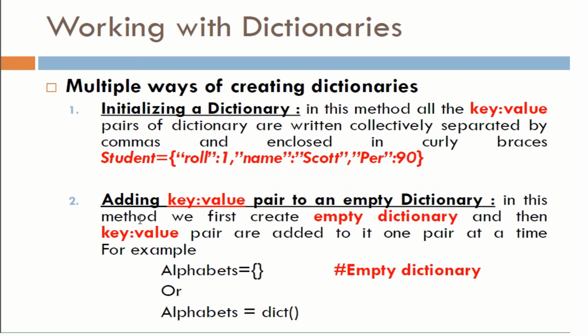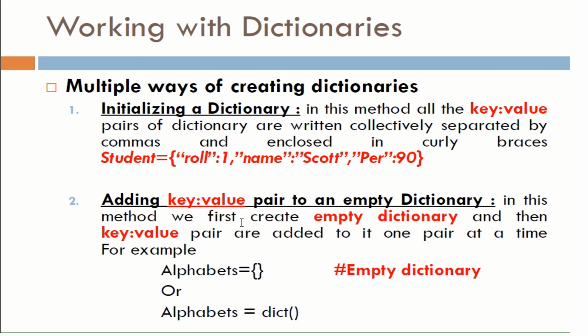Okay. Next, working with dictionaries. There are multiple ways of creating a dictionary. First is initializing a dictionary. In this method, all the key value pairs of the dictionary are written collectively, separated by commas and enclosed in curly braces, like student equals roll number colon 1, which means 1 is stored in the key roll number. Name colon Scott means Scott is stored in the key named name. Next, per equal to 90. It means 90 is a value which is being stored in the key per.